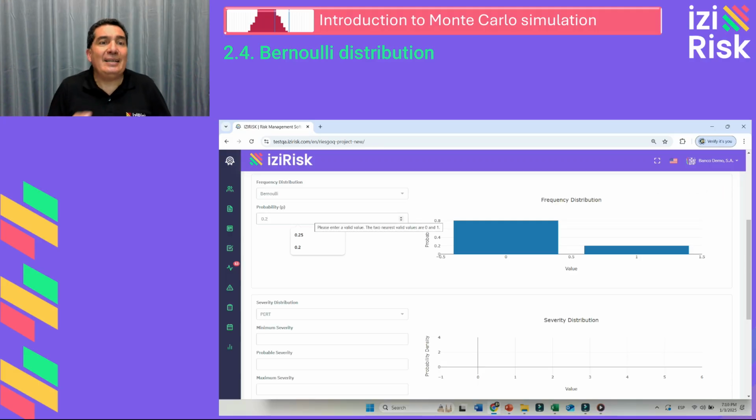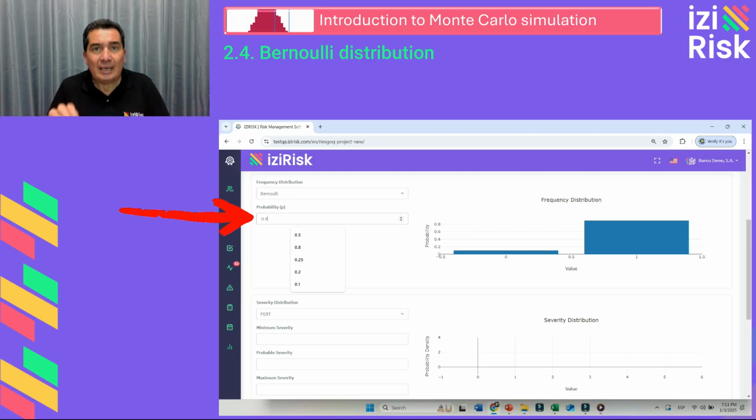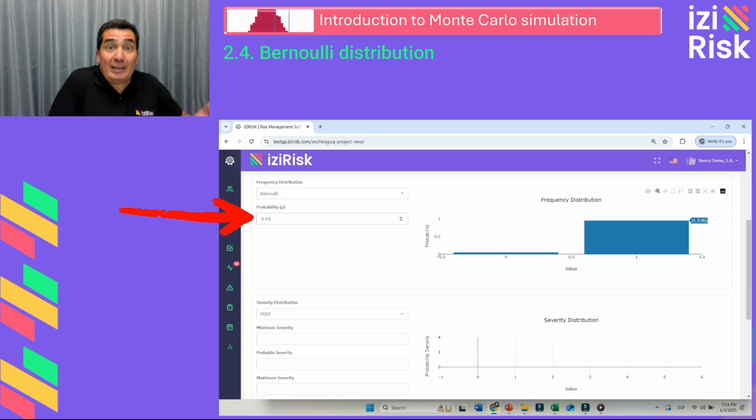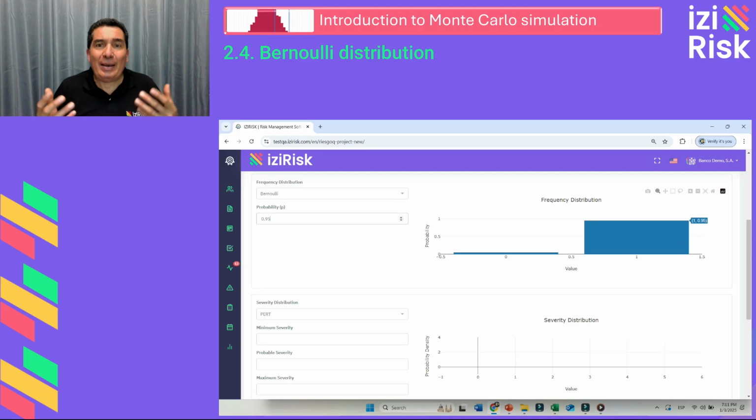This parameter P can take any value between 0 and 1. Alternatively, if we have an event with a probability of success of P equals 0.95, then the event will not occur in 5% of the cases, 0, but it will occur in 95% of the cases, 1. In summary, the Bernoulli distribution, the simplest of the discrete distributions, generates only zeros and ones. Its simplicity makes it ideal for modeling binary events, although its applicability to more complex risks is very limited.